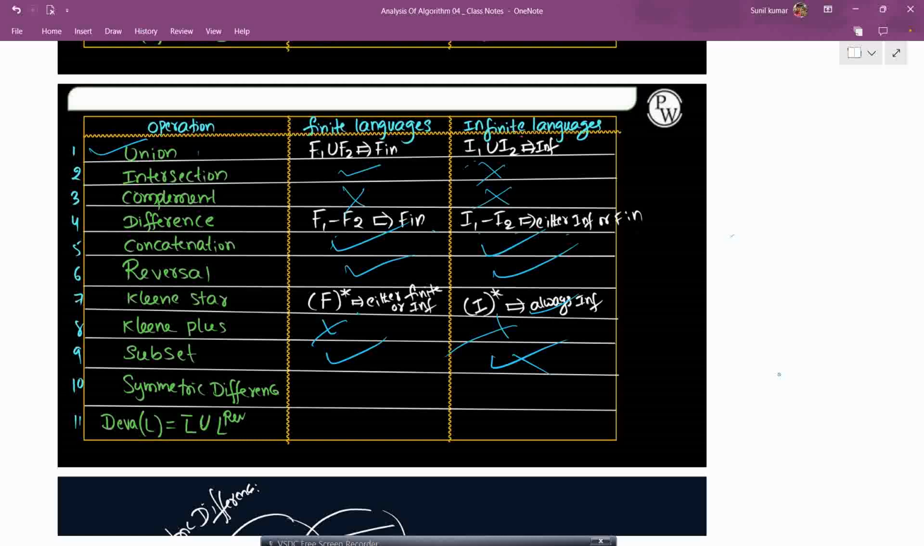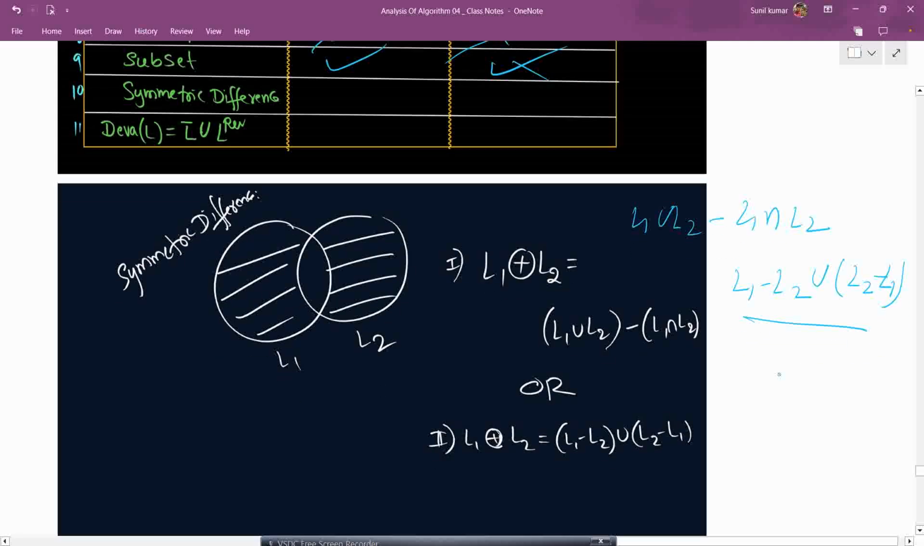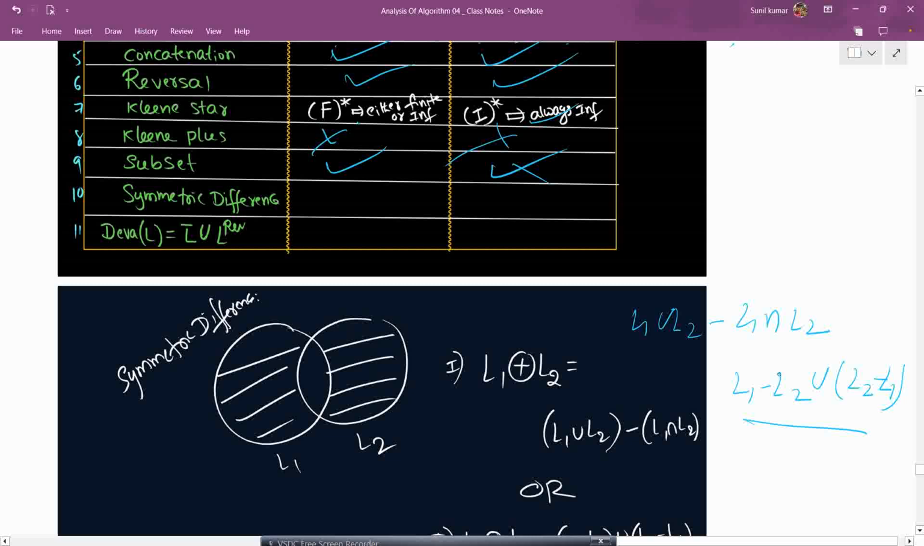Symmetric difference is what? Symmetric difference is L1 union L2 minus L1 intersection L2, or you can say L1 minus L2 union L2 minus L1, right? You can see symmetric difference is it. Symmetric difference is not closed. Is it finite? So let's say AB is here.